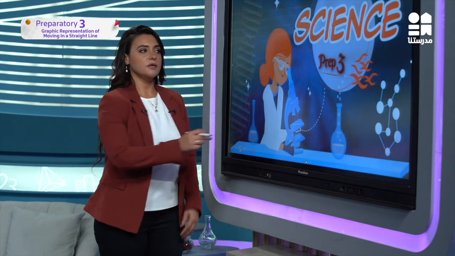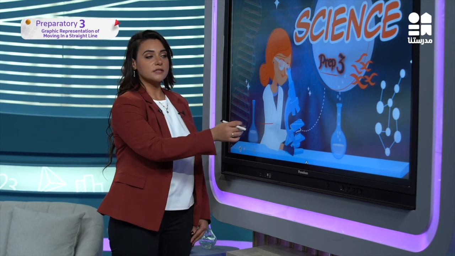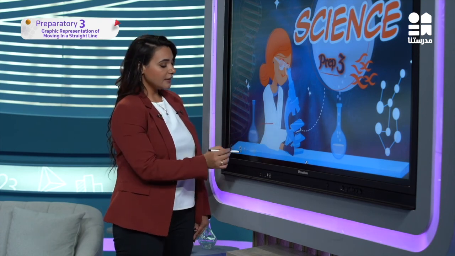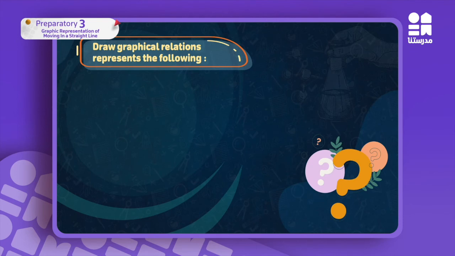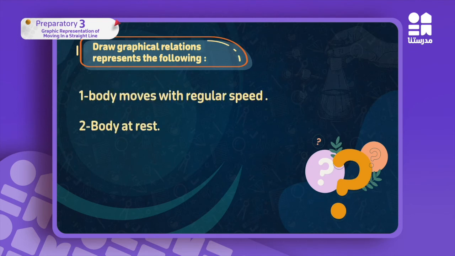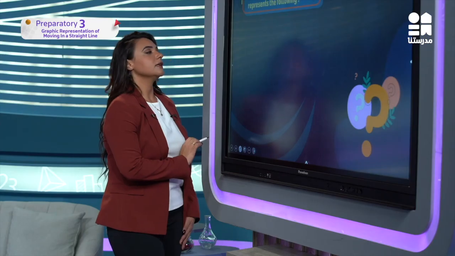طيب زي ما قلنا we will have some examples for another type of questions. في الحالة دي he's asking me to draw the graph. Draw graphical relations represents the following. The first one, body moves with regular speed. طيب هل هو هنا in this question حدد لي ان هو عايزه distance time graph ولا speed time graph؟ No. The second one, body at rest. طيب يلا بينا نرسم ال 3 graphs كده مع بعض ونشوف هو هيحتاج مني ان انا ارسمهم ازاي.